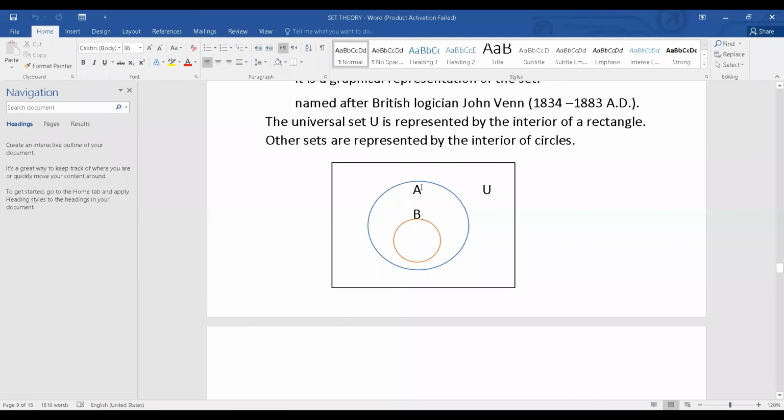And if we consider only A and B, who's the subset of whom? B is a subset of A. Got it? This is the same as what we said yesterday. How can we write a subset of a set? It's the same thing, but here it is represented in a Venn diagram.